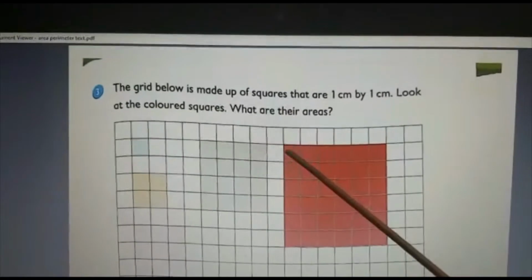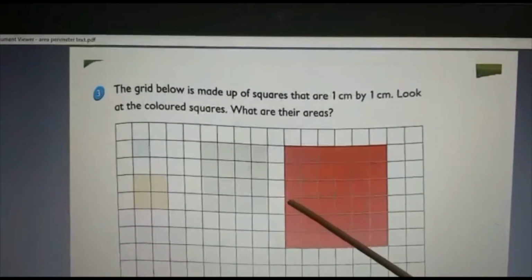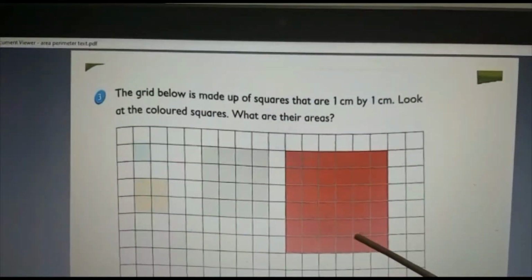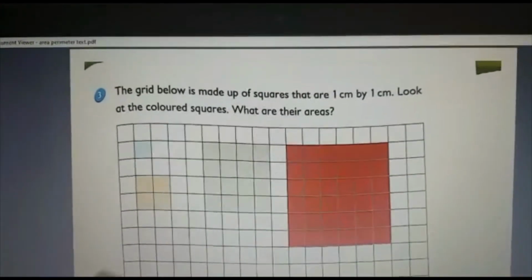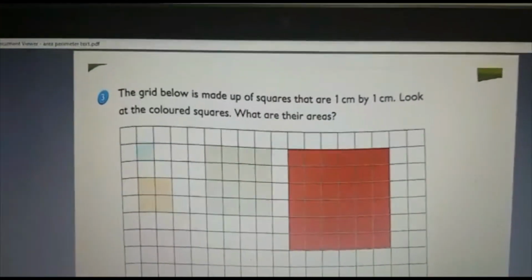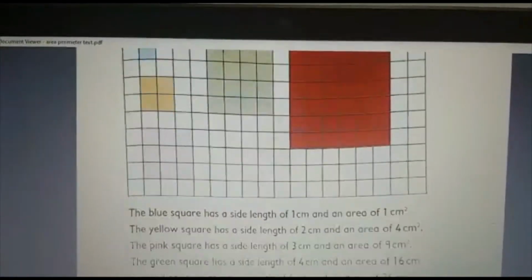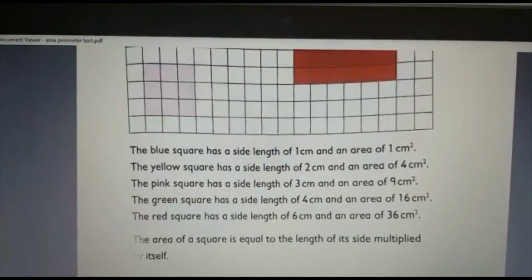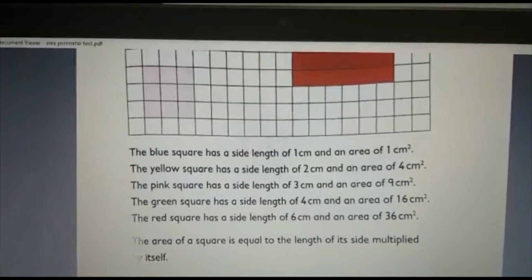If you count also, see, 6, 12, 18, 24, 30, 36. Is it? So the total area of the square grid is here 36 centimeters square. So when you are getting square grids, either you can count how many are there, or you can just find one side how many and other side how many. Then you just multiply these two. That is how we can find the area.